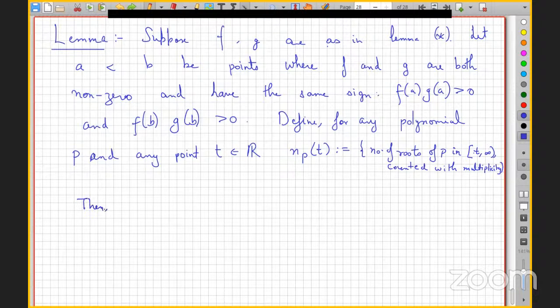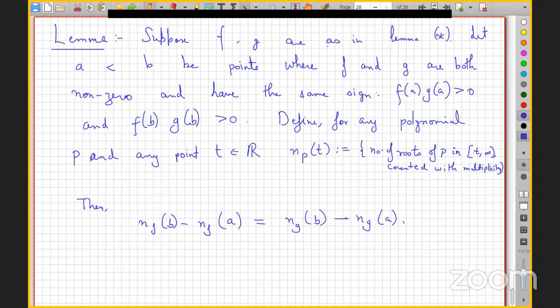Then the thing is that N_F(B) minus N_F(A) is equal to N_G(B). So notice it is not. So what are the conditions? The conditions are, the F source is slightly more generic, but we don't need it.